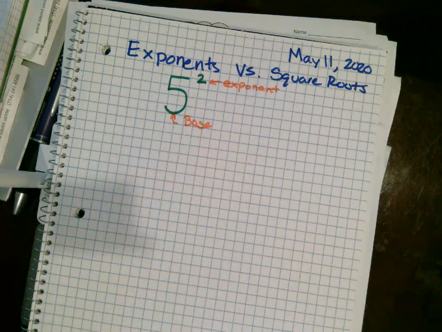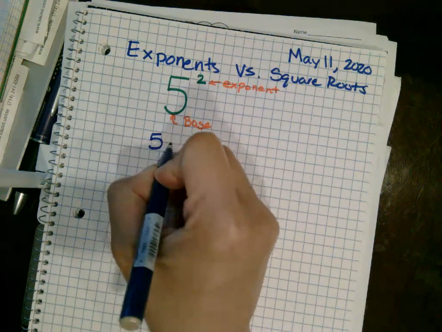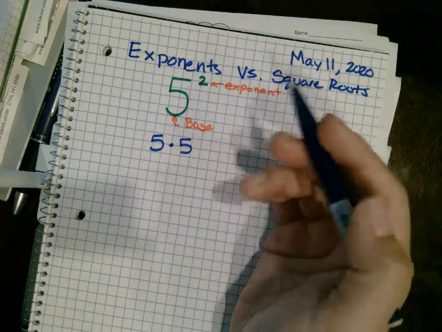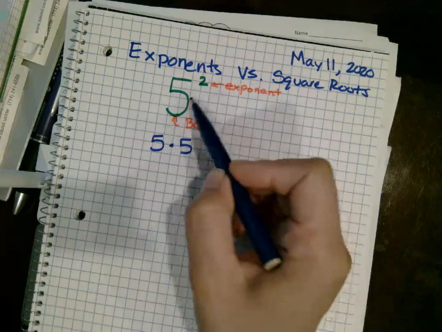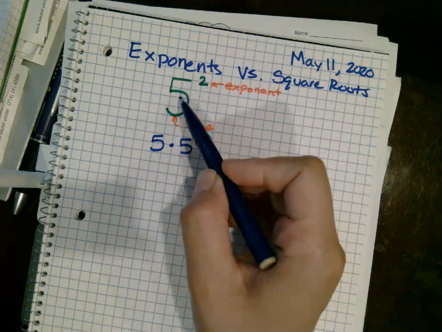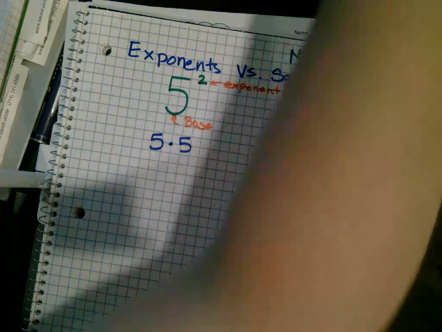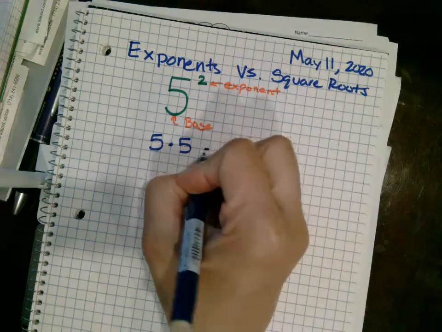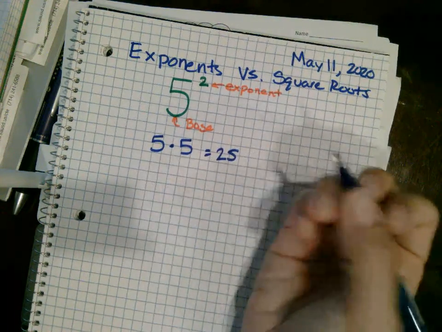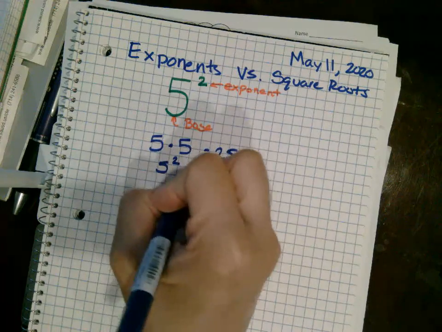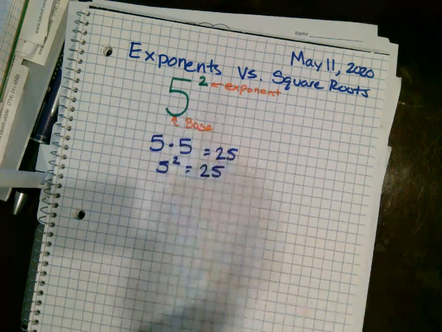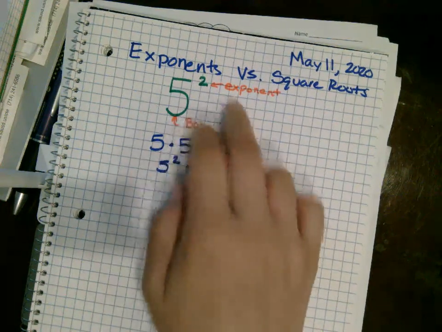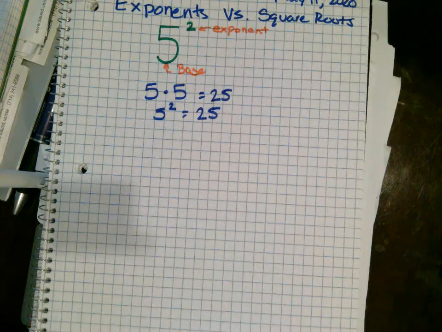It means 5 times 5. The 2 tells the 5 to repeat itself 2 times. It's not 5 times 2. It's 5 times 5, 5 times itself. So 5 times 5 is 25. So therefore, 5 squared is equal to 25. So that's what an exponent is. An exponent has a base and the exponent. So that's something you should know.